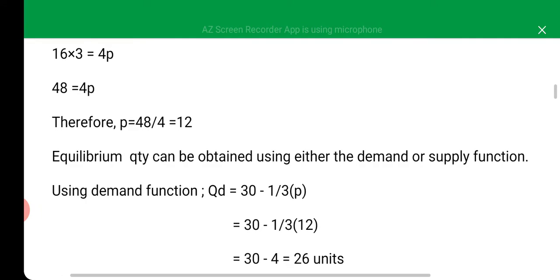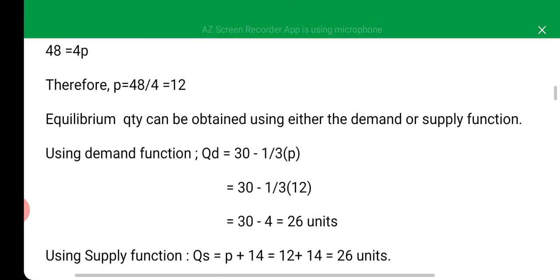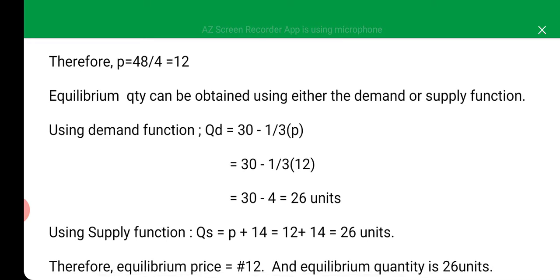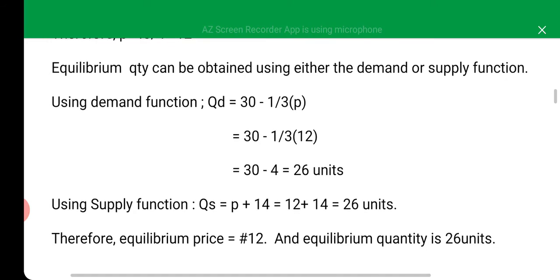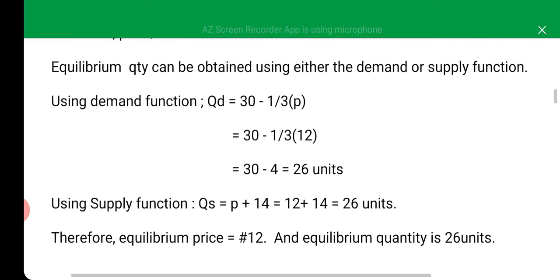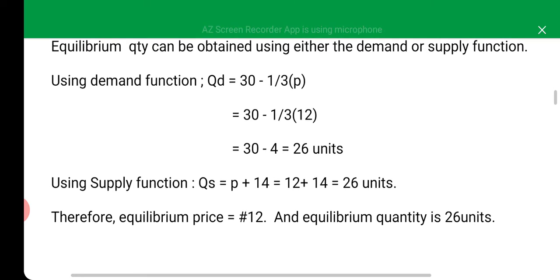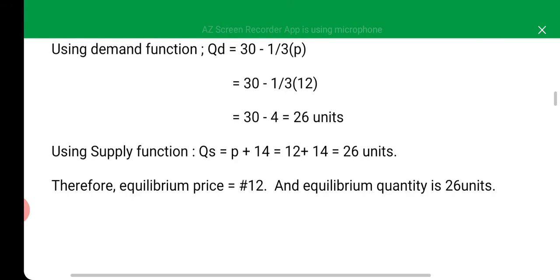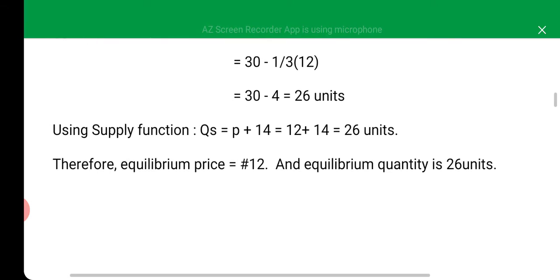So equilibrium quantity can be obtained using either the demand or supply function given. Using the demand function, we will substitute 12 for the value of P in the equation given. So quantity demanded now will be equal to 30 minus 1 over 3 into bracket P. Substitute 12 naira for P now. 30 minus 1 over 3 into bracket P will give us 30 minus 4. So 30 minus 4 gives us 26 units.